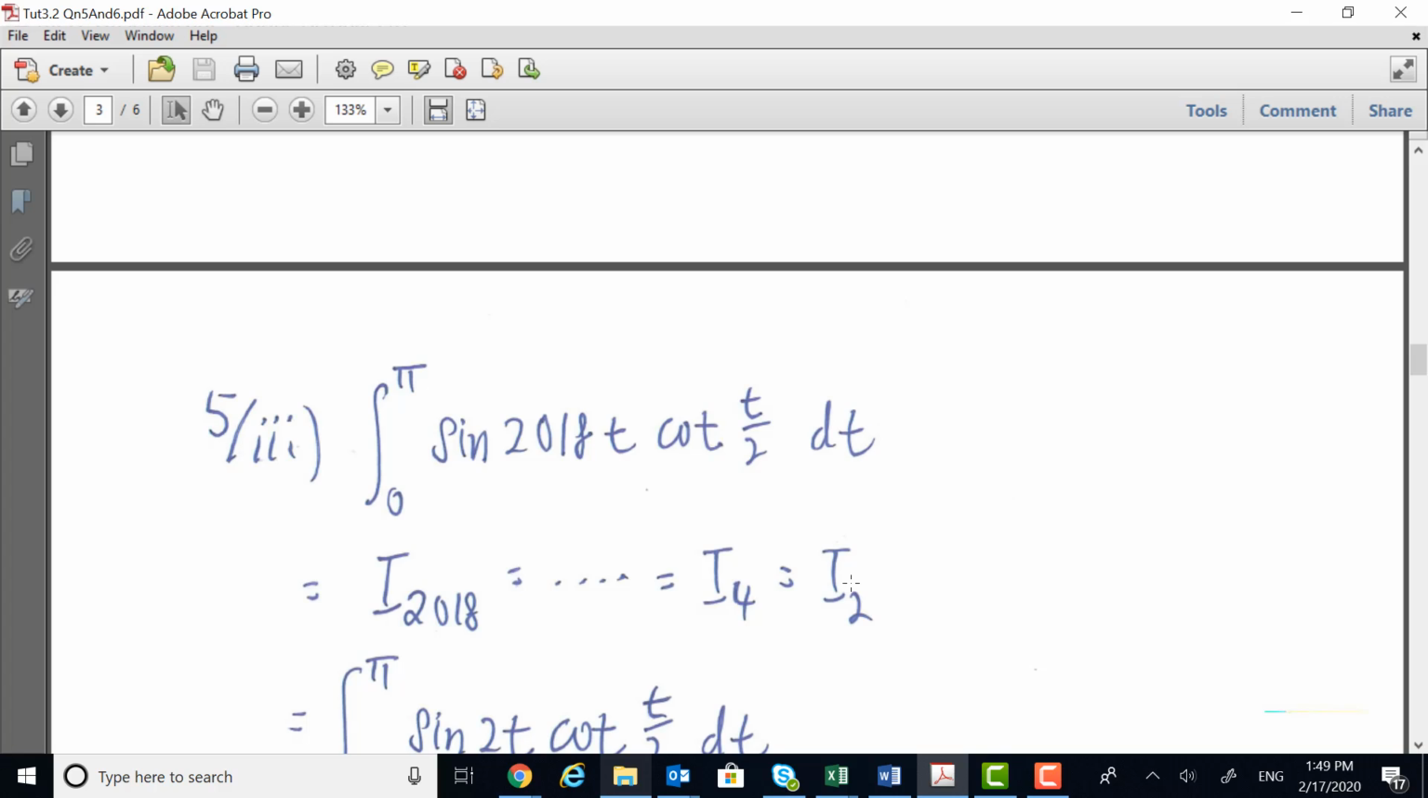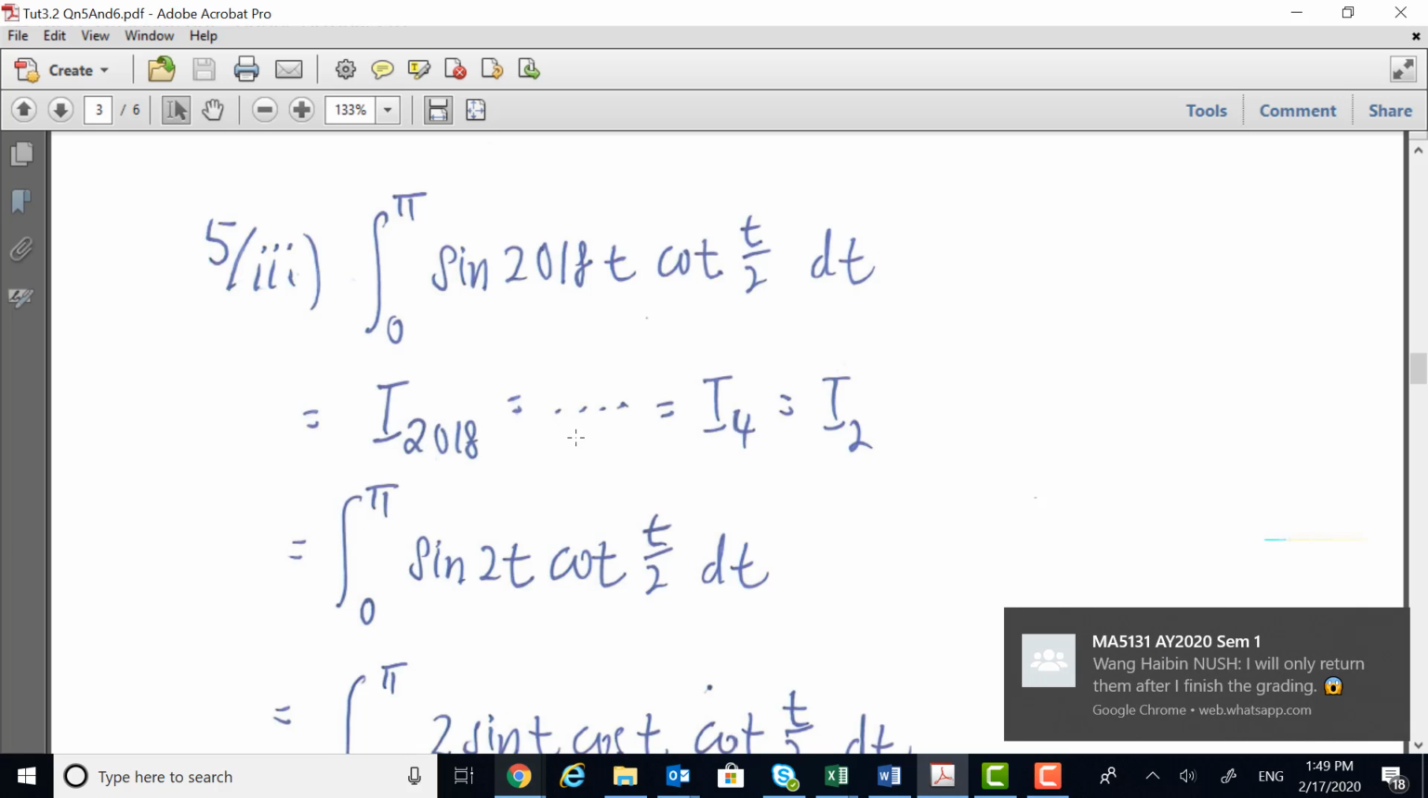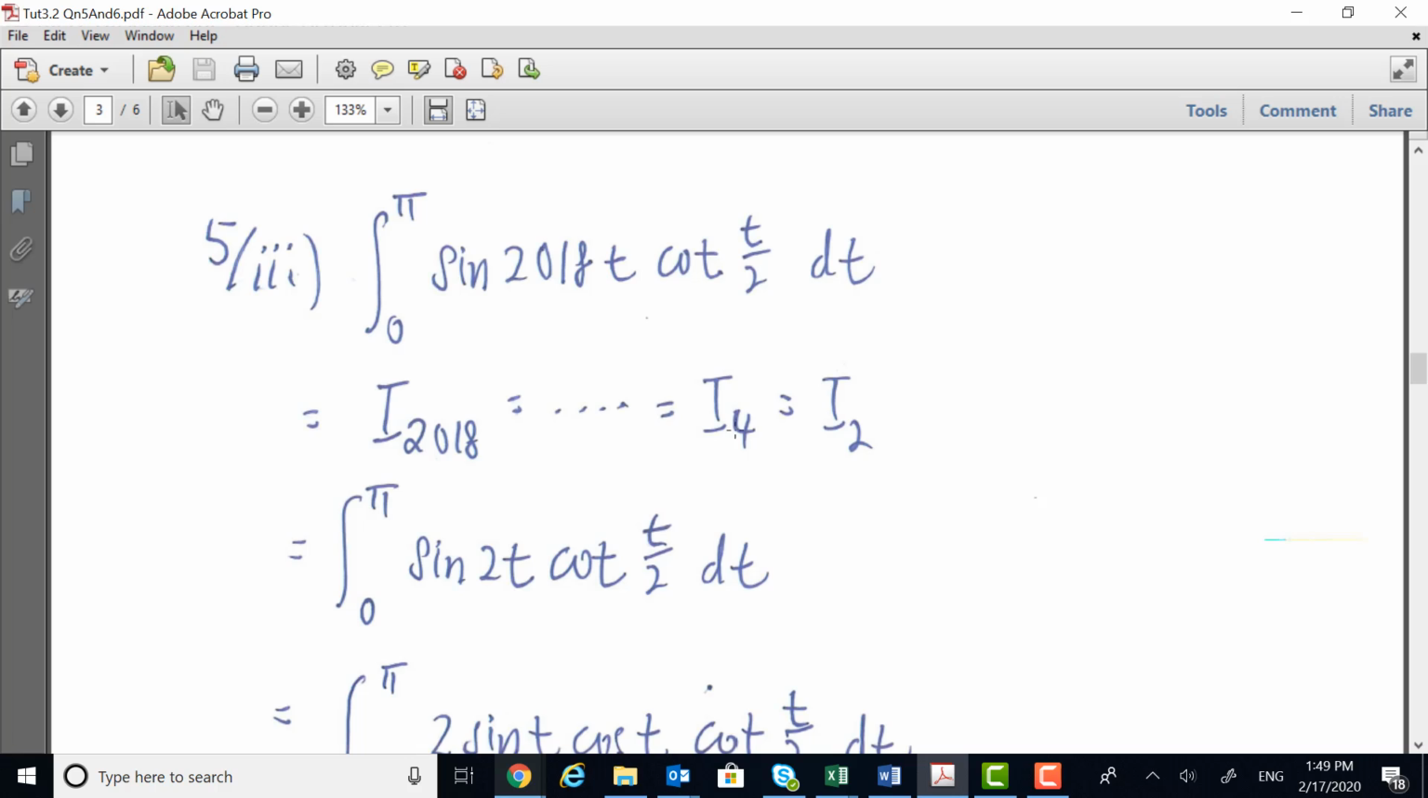And then in question 5 part 3, you're asked to evaluate this expression. So sine of 2018t cos t over 2 becomes the I of 2018. And this can be reduced slowly to become just I4, and then I4 can be reduced to just I2, and you're left with just evaluating I2, and this is I2. Okay, how do you evaluate I2?